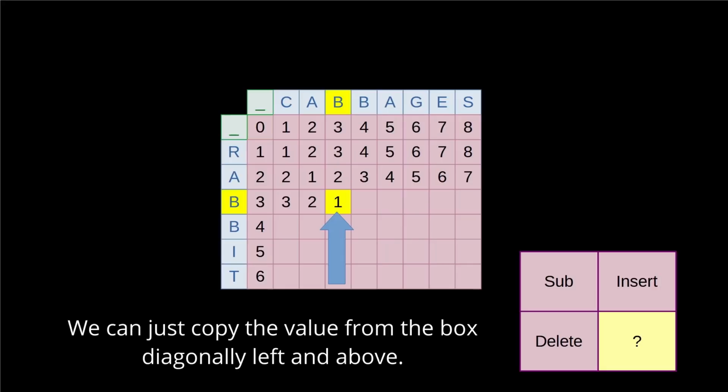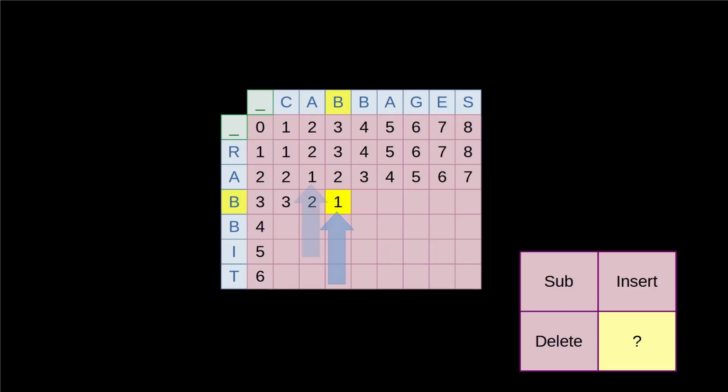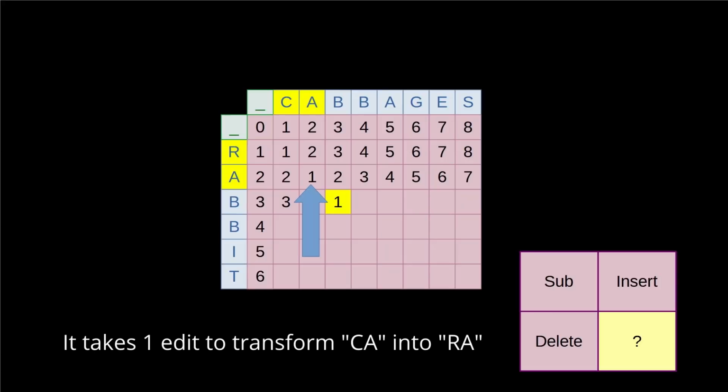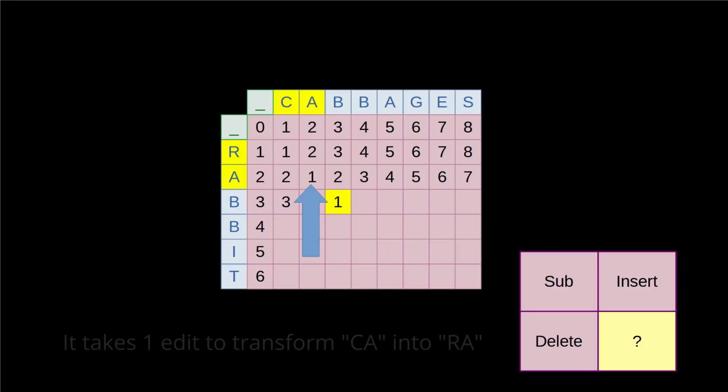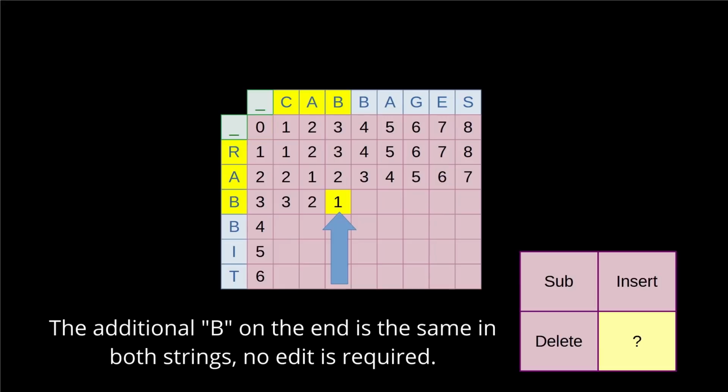And the reason why we can do that is because if you look at it, this box that's diagonally left indicates the edit distance to substrings with 1 fewer character. So this box just here says that the edit distance between the substrings CA and RA was 1. If we add another character and it's exactly the same character, then the edit distance will be the same. We could just copy that 1 and put it there and we're done. So that's the 2 circumstances.